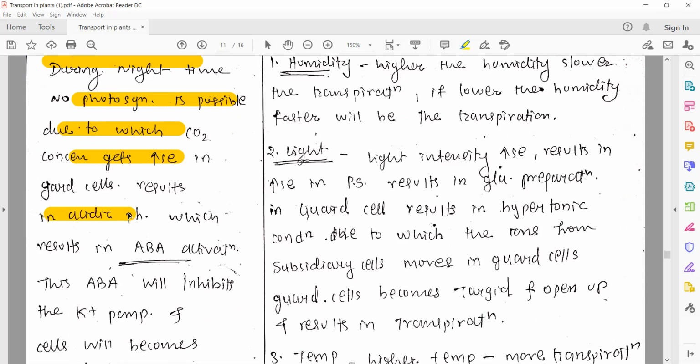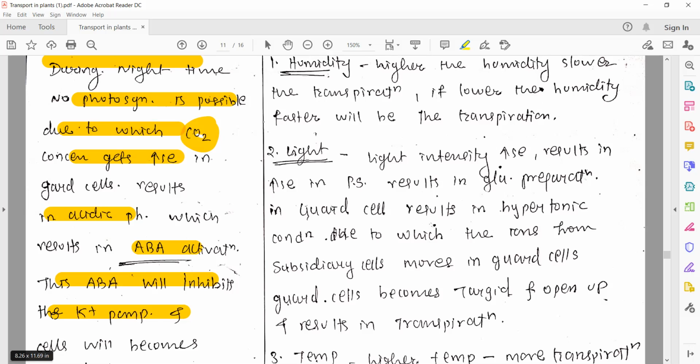This results in acidic pH, because carbon dioxide reacts with water, and many reactions take place. Because of this, the acidity in the guard cells increases, which triggers ABA, that is abscisic acid, because it is a stress condition. ABA will inhibit the potassium ion process, meaning the potassium which normally moves into the guard cells, and then water from the surrounding cells would enter and the guard cells would become turgid. But this is not going to happen during the night time, because the potassium pump has been stopped because of the abscisic acid.